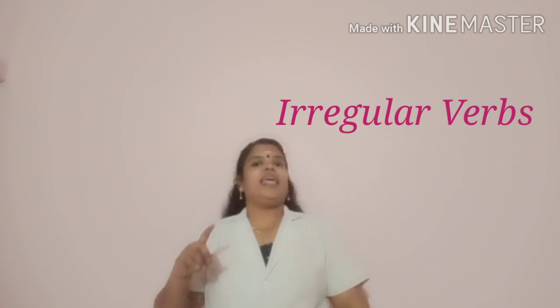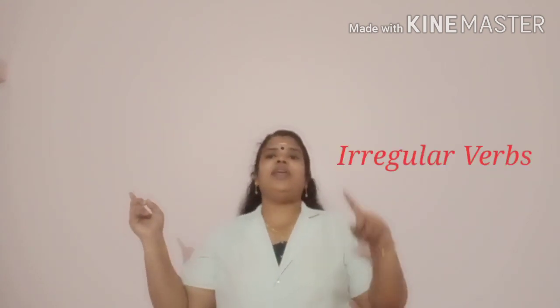So let's look at how we form simple past tense. In English, there are two kinds of verbs. Do you know what they are? They are regular verbs and irregular verbs. Do you know what a regular verb is? Regular verbs are the ones that in the past just have ed or d added.